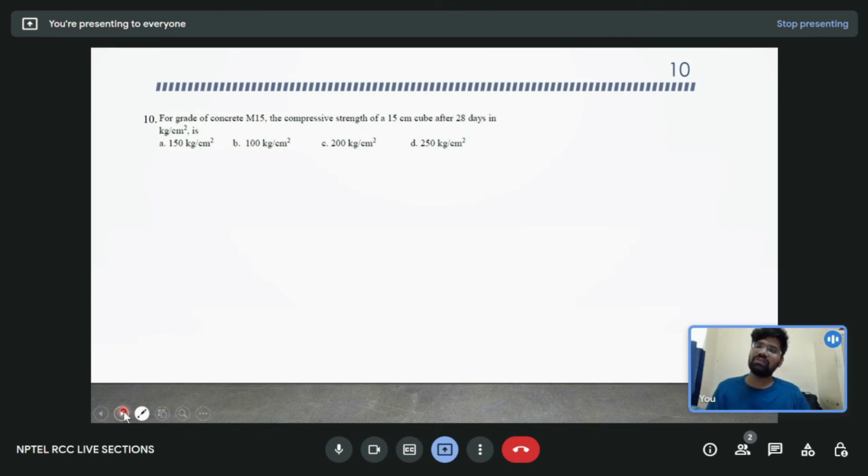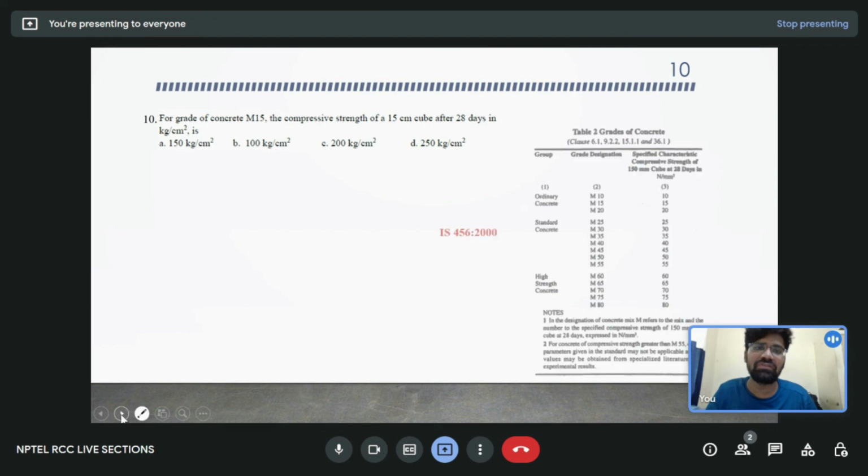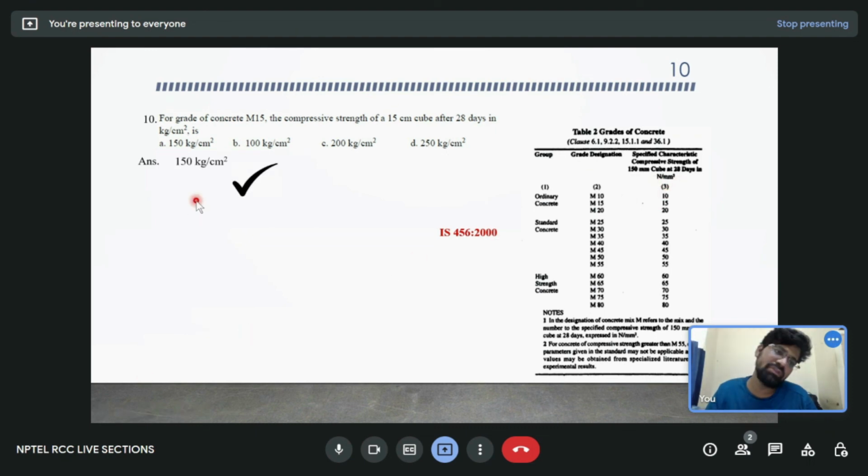The final question for this assignment is, what is the compressive strength of a 150 millimeter cube after 28 days for M15 concrete? This is also a question we have studied many times. For different grades of concrete, such as M15, the number after M gives the compressive strength in megapascal. So it will have 15 megapascal. Also, the different grades of concrete and their compressive strengths are mentioned in a table in IS 456-2000. Here it can be seen that for M15 we have 15 Newton per mm square of strength, and when we convert this into kg per centimeter square, we get 150 kg per centimeter square.